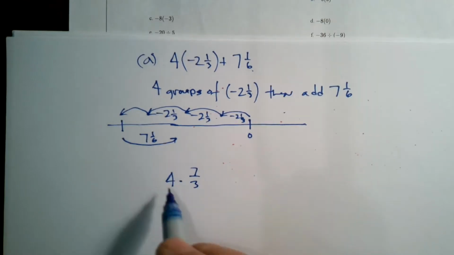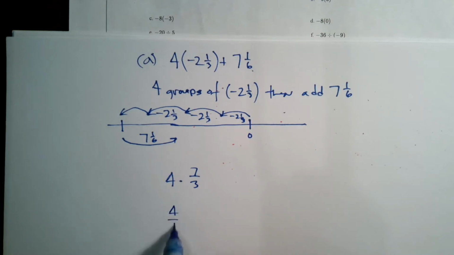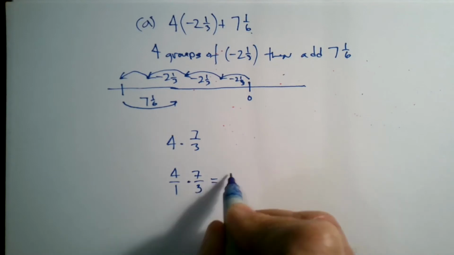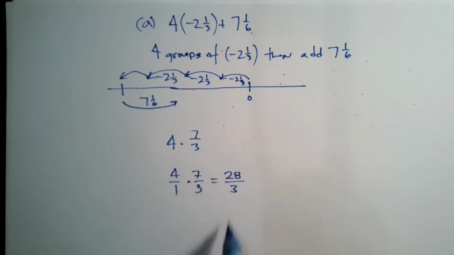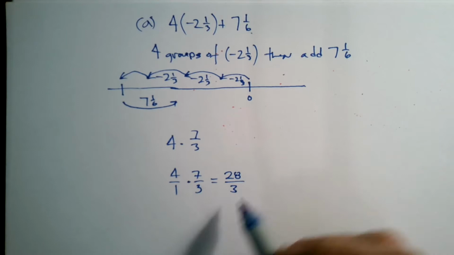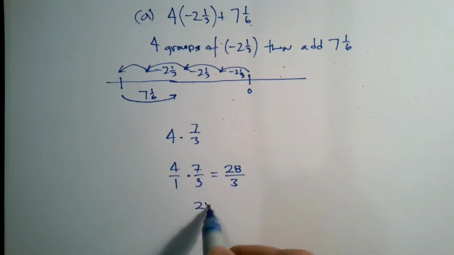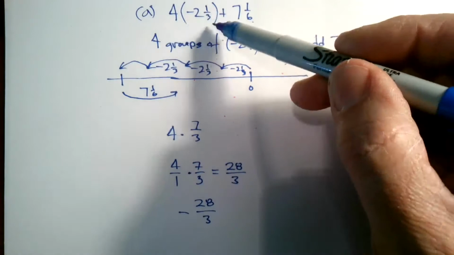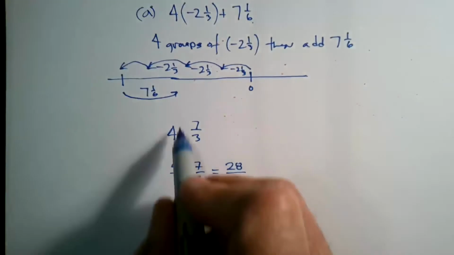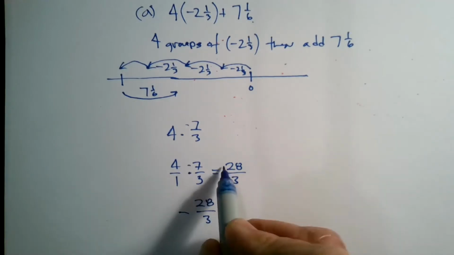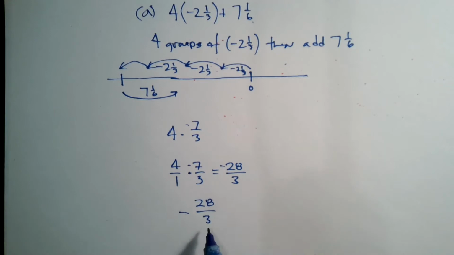Remember how to multiply a whole number times a fraction: you put the whole number over 1 and then multiply straight across. That becomes 28/3. Now keep in mind, it's negative, because we took -2 and 1/3 and multiplied by 4, 4 groups of -2 and 1/3. So it's -28/3.